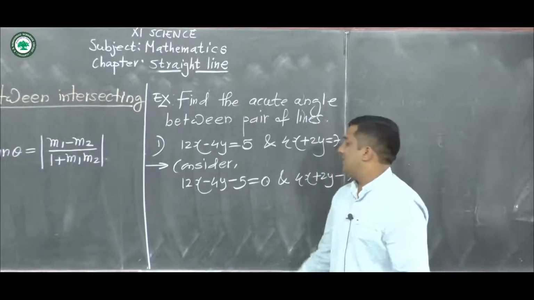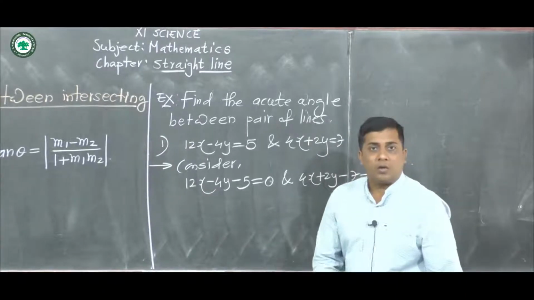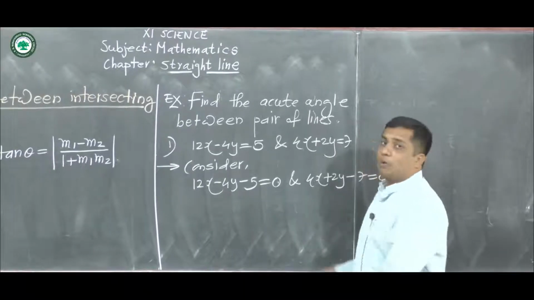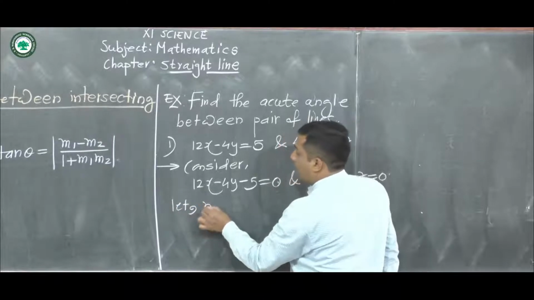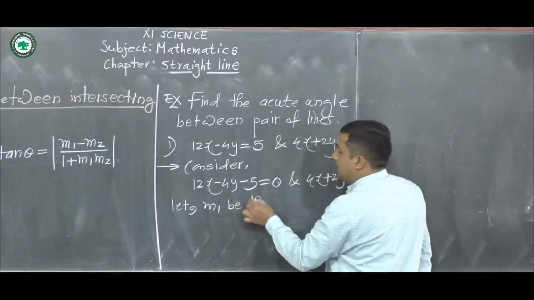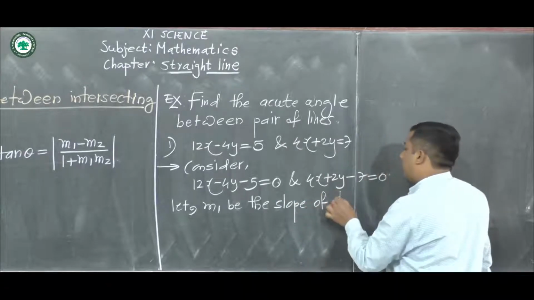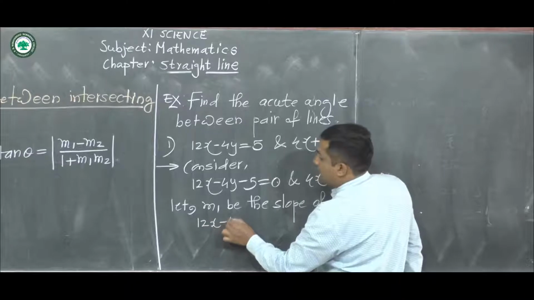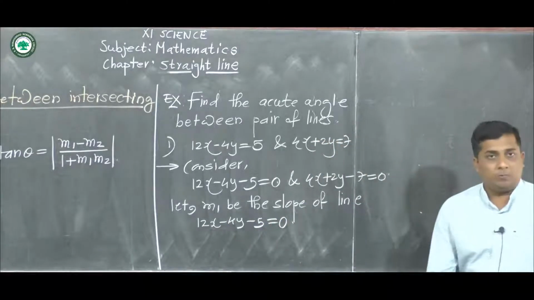Now these two lines are in the form of ax plus by plus c equal to 0. Let us consider m1 is the slope of the first line, m2 the slope of the second line. So here I write, let m1 be the slope of the line 12x minus 4y minus 5 is equal to 0.